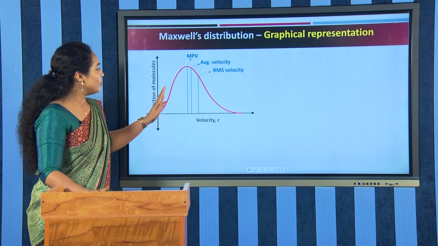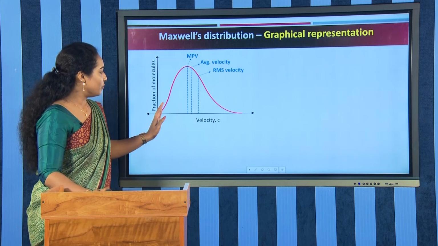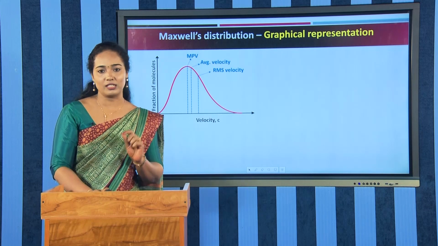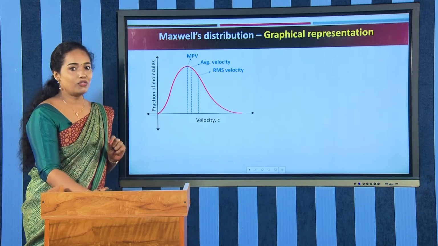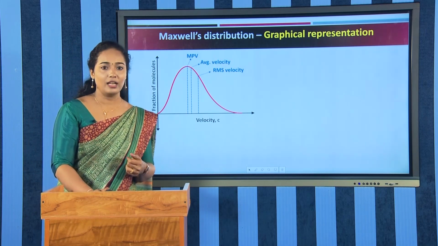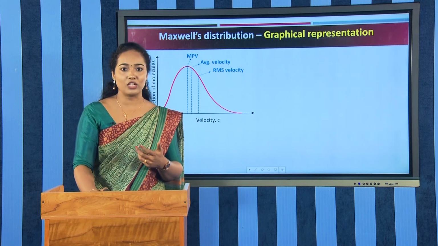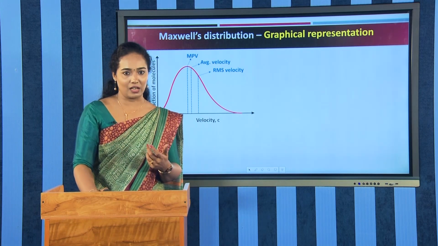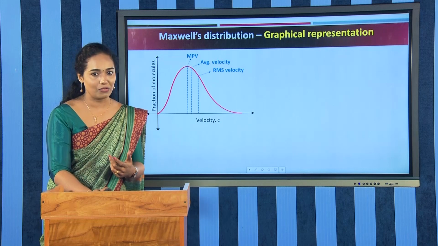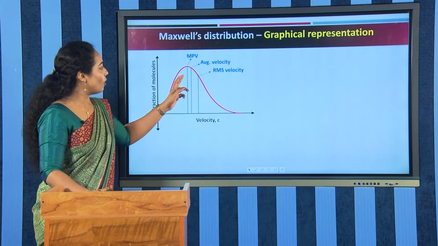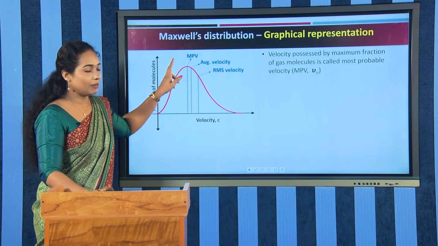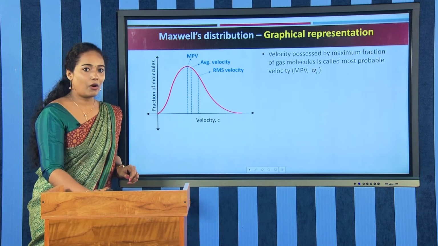And also we get the information that if we integrate the area under the peak, we get the total number of gas molecules which is under study. Okay. And the probability of molecules having velocities which are neither very low nor very high is very large. That is, the fraction of molecules having velocities which are neither very low nor very high is large. Okay. And the peak of the curve corresponds to the velocity possessed by the maximum fraction of gas molecules, and it is called the most probable velocity.